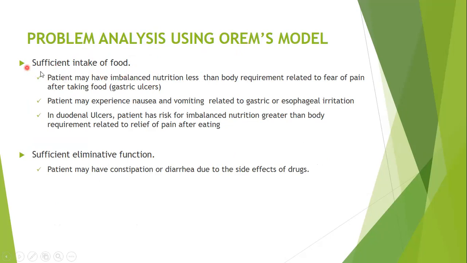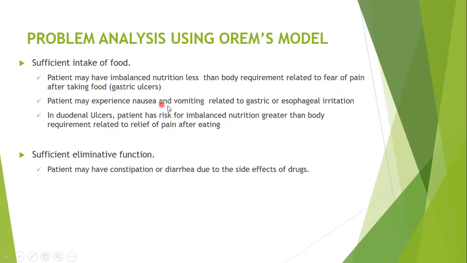So what we do is go through all the universal needs and see whether the patient has a problem with meeting all 8 universal needs. Under sufficient intake of food, we are saying the patient may have imbalanced nutrition, less than body requirement, related to fear of pain after taking foods. That is if the patient has gastric ulcers.